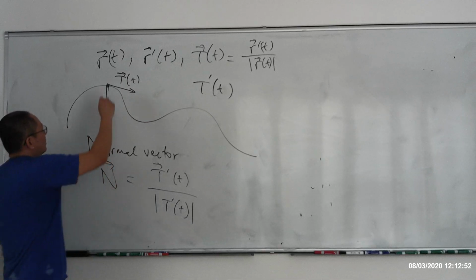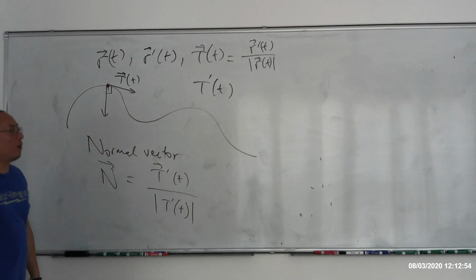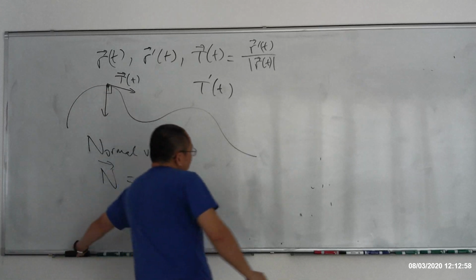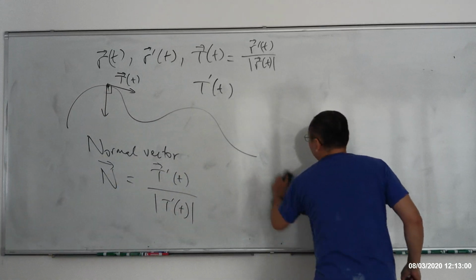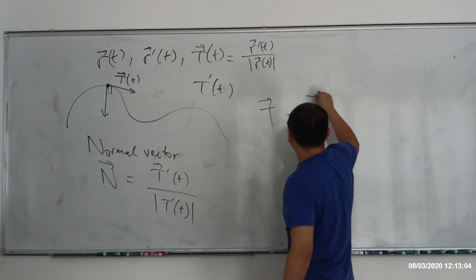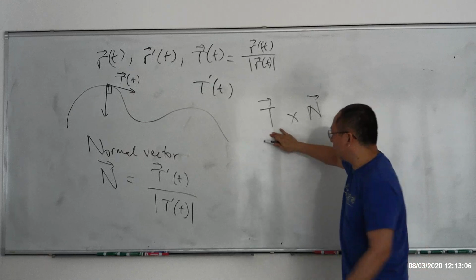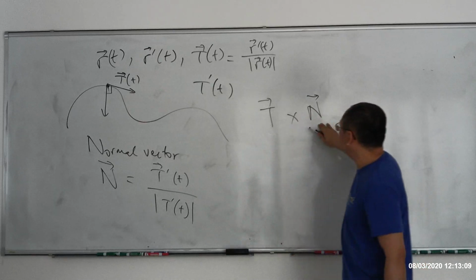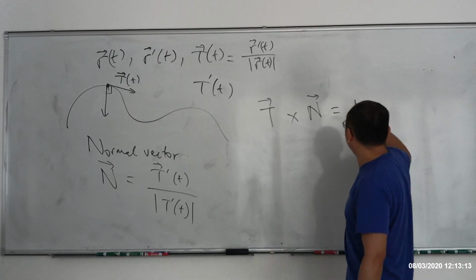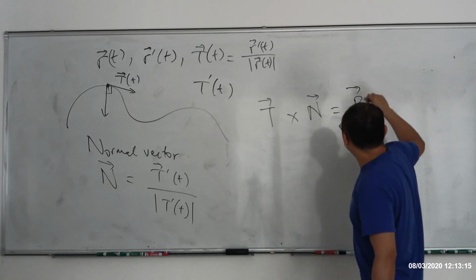Now we have two vectors. What we can do is take the cross product of the two vectors. We have vector t first. If we cross with vector n, keep in mind that t is a unit vector, a vector with length 1. n is also a unit vector, and t comes first. t cross n we define as a vector b. b is called the binormal vector.